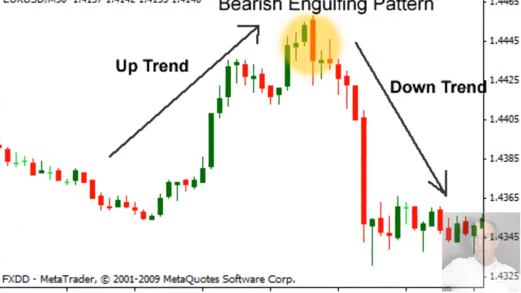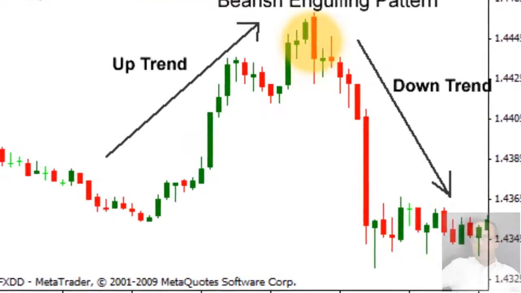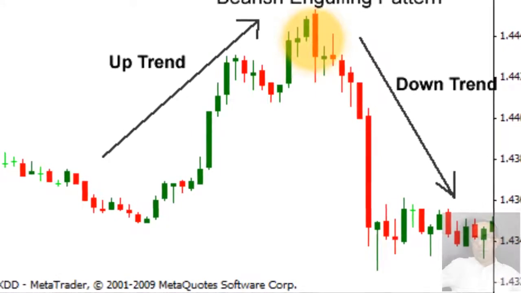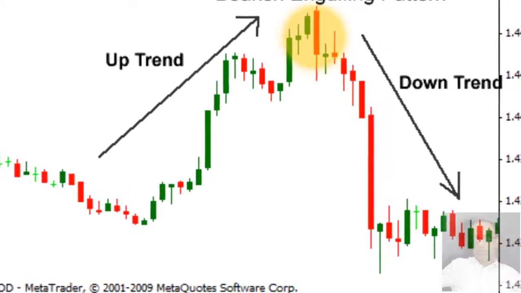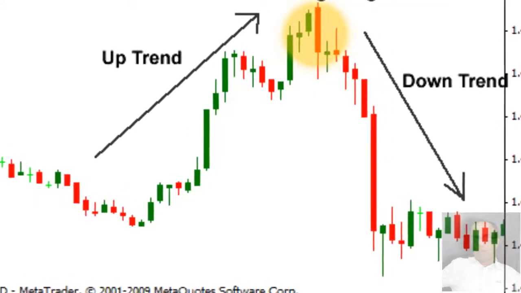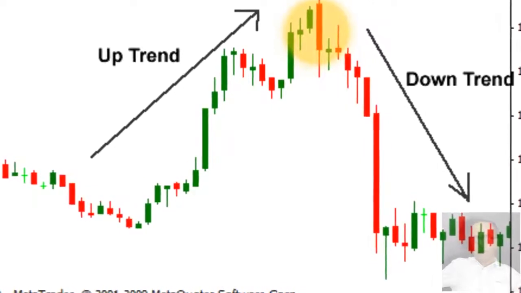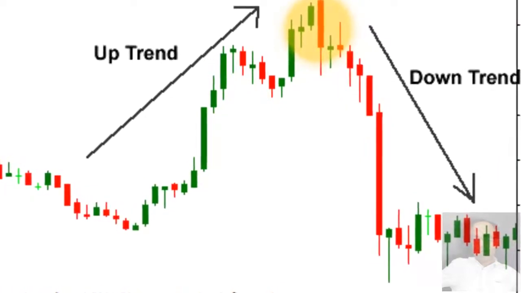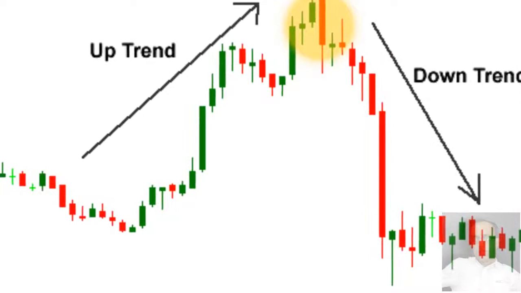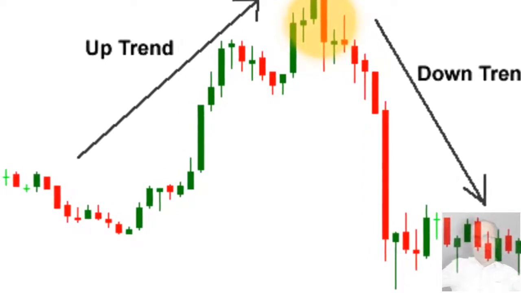We previously saw how with the dark cloud cover, the bears were able to move prices into the prior white real body, but with the bearish engulfing patterns, the power of the bears was such that they were able to pull the close under the entire prior white real body.